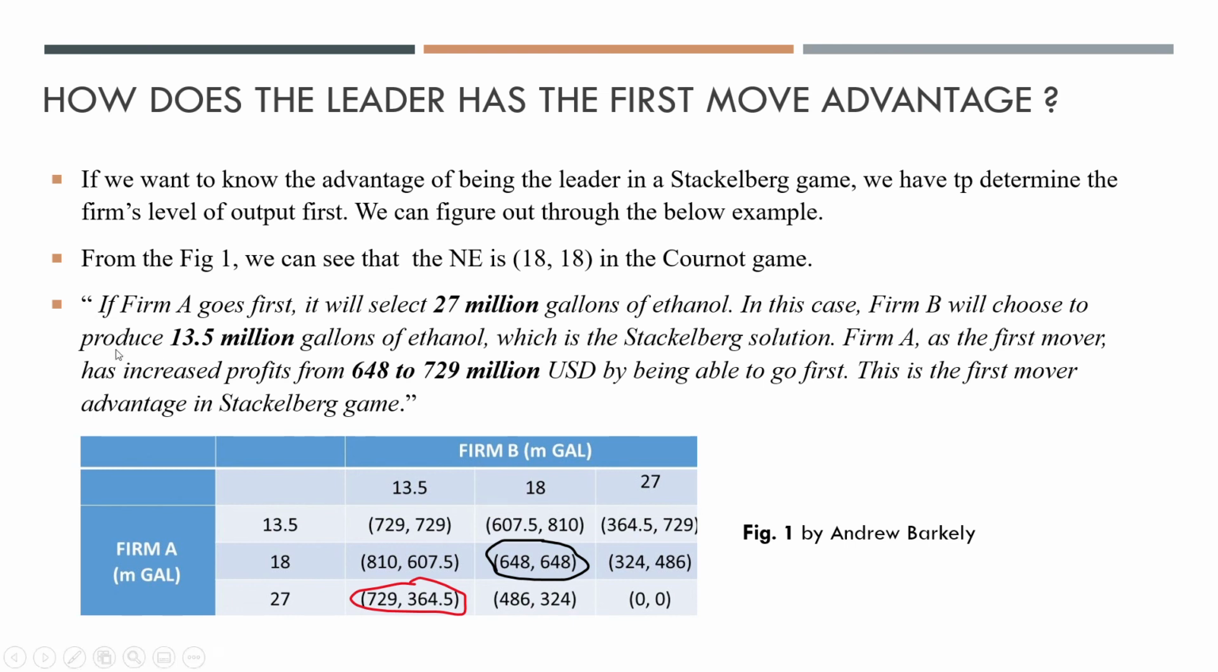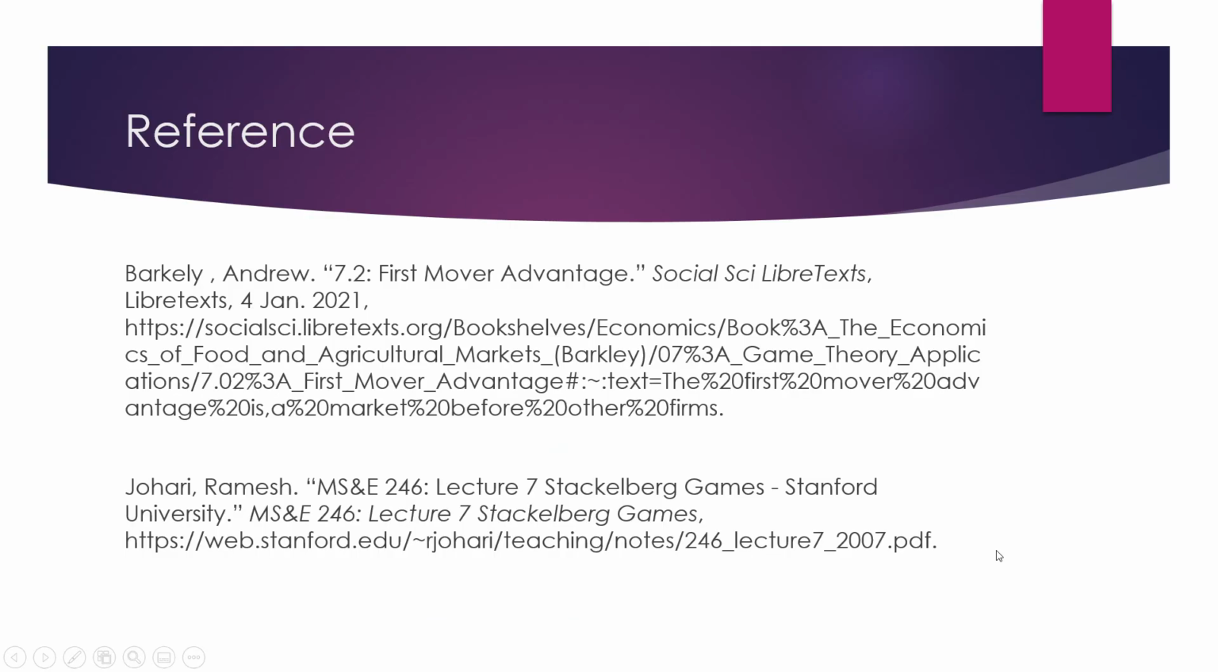So if the leader, firm A, chooses to produce 27, firm B can only choose among these three options, right? So firm B's choice and decision is limited by firm A. That's how these models work. Okay, here's my reference. Thank you guys.